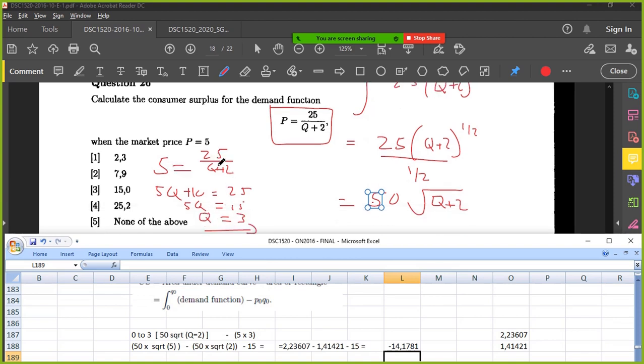5 equals 25 over Q plus 2. It is a plus, yeah. So then that would have been 5Q plus 10, equals 25. That's a minus. Yeah, this looks right to me. So it is minus 15.